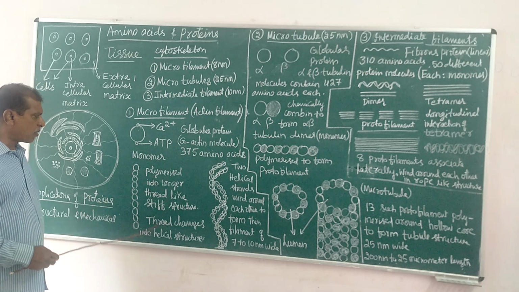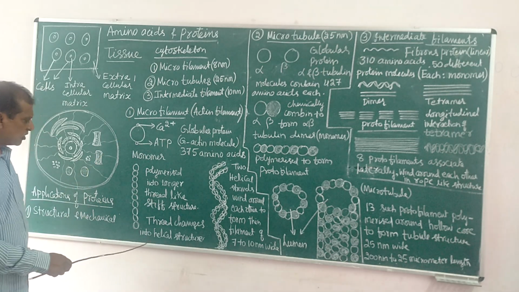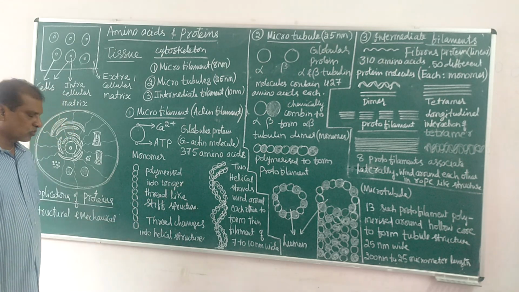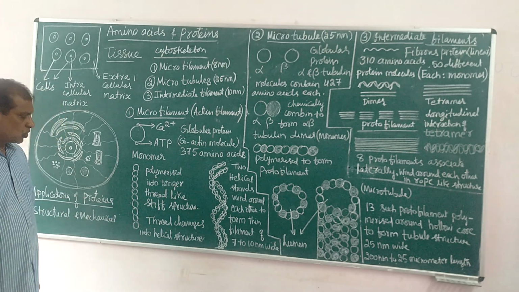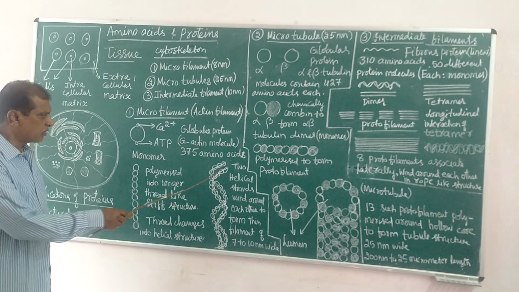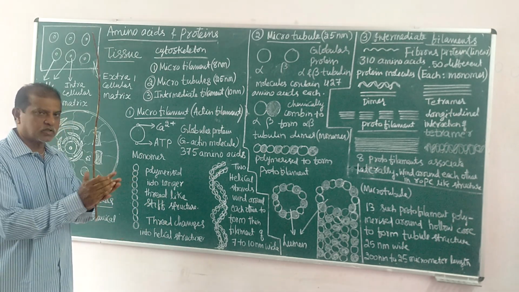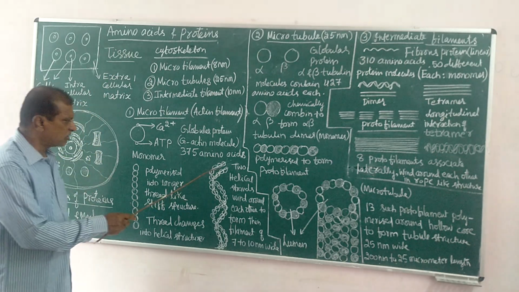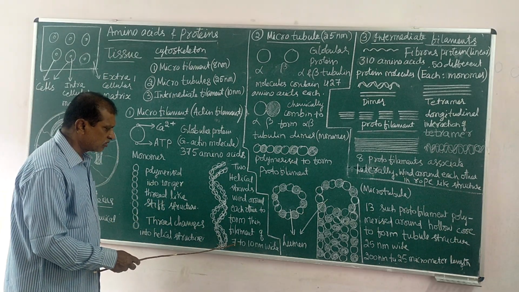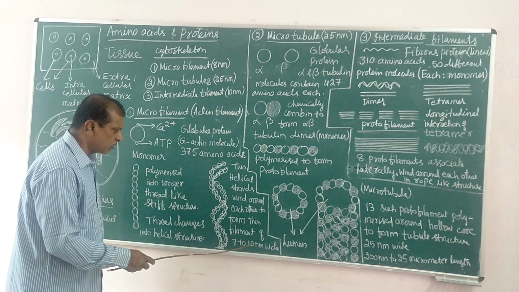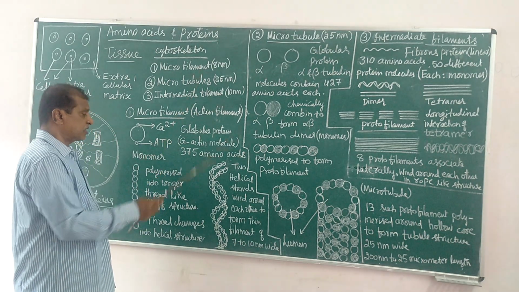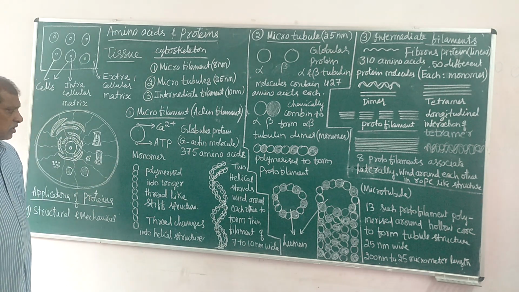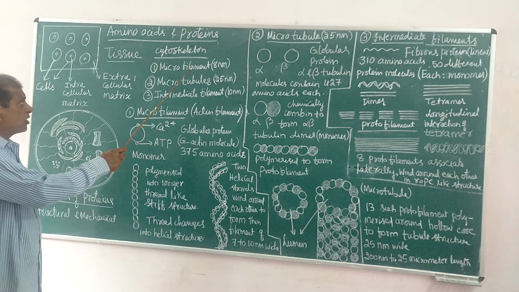After complete synthesis, it assumes a helical structure like this. Two such helical structures combine, twisting and winding around each other, forming a filamentous structure of width varying between 7 to 10 nanometers. It is a thin filament, as called in biochemistry. This is one kind of structure.